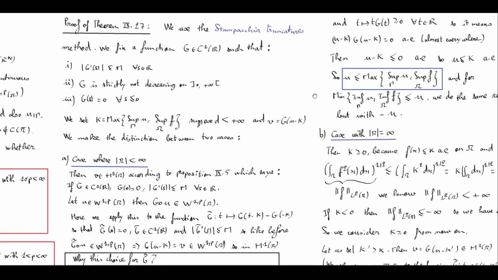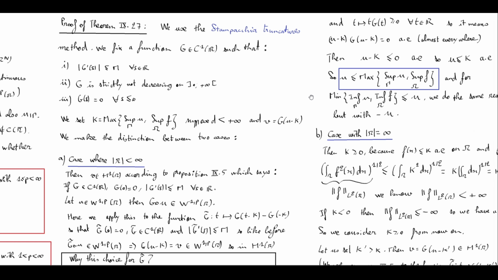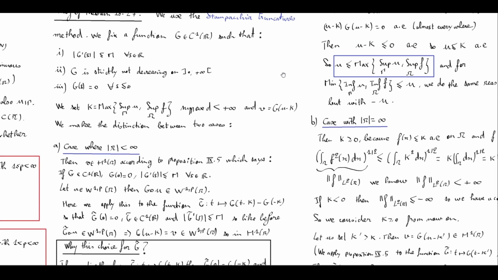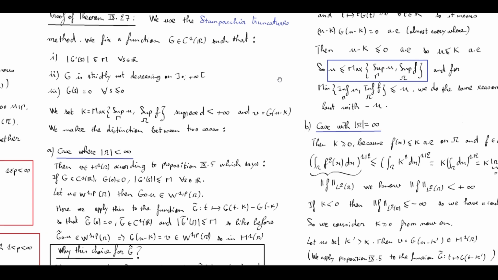We fix a function g in C1 of R such that the derivative of g is bounded, g is strictly nondecreasing on 0 plus infinity, and g of s equals 0 for all s negative. We set k the maximum between the supremum of u on gamma and the supremum of f on omega, supposed finite, and v equals g of u minus k. We make the distinction between two cases.